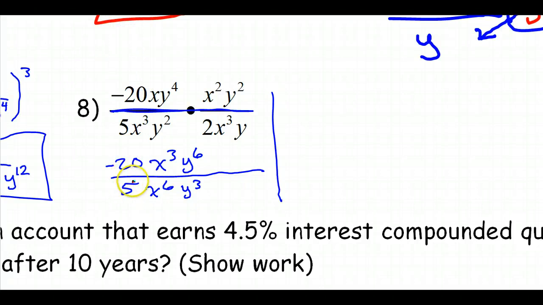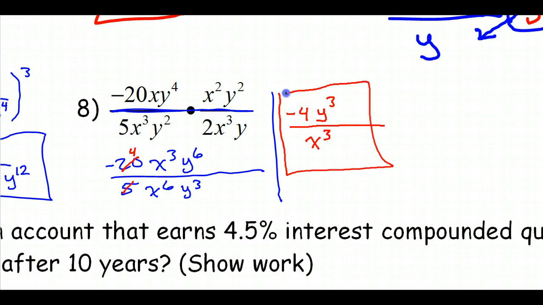Reducing the 20 over 5, of course 5 goes into 20 4 times. So that'll be negative 4 up there. 3 x's in the top, 6 in the bottom. These 3 x's will cancel out 3 of these x's, and that's going to leave 3 x's in the bottom. Similarly with the y's. These 3 y's are going to cancel out 3 of these y's. So that's going to leave 3 y's in the top. So that's it. This is going to be your answer. Okay, so that's number 8.